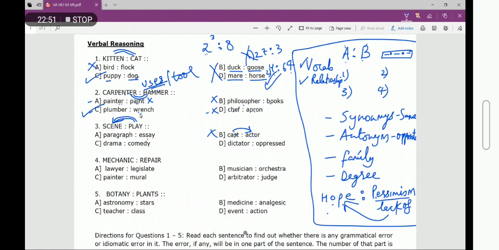Same thing happened here. Scene, play, so just be very careful. Dictator, so can I say an oppressed consists of dictators? Wrong. Dictator oppresses people, right? Dictator is the one who oppresses, who is not oppressed, correct? But this is not the same relationship. Drama, does a comedy consist of many drama? Doesn't make sense. So, correct option is A.